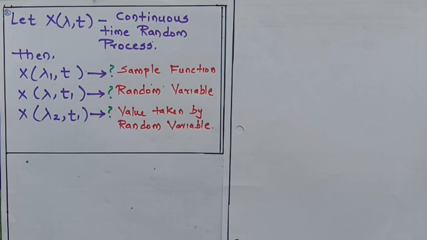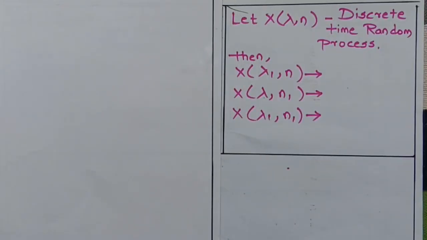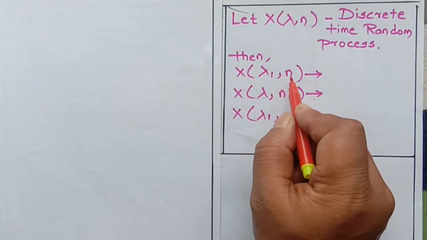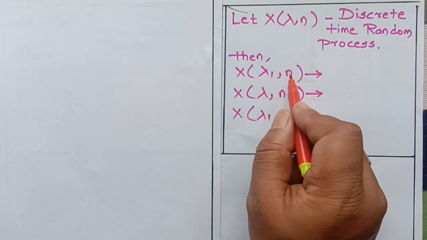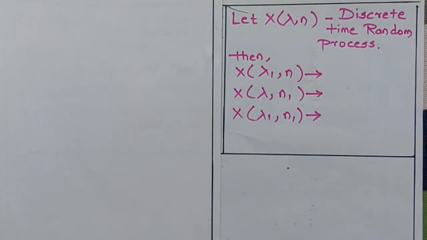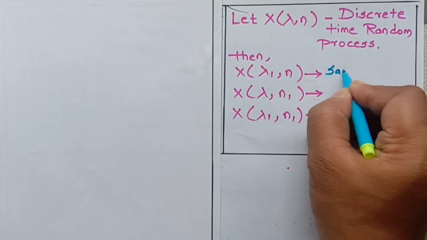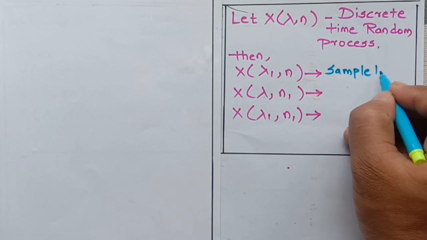Now similarly, if it is a discrete time random process, then what is x of lambda 1 comma n going to represent? Just t is going to be replaced by n. So similarly, it is called a particular function, that is a sample function.